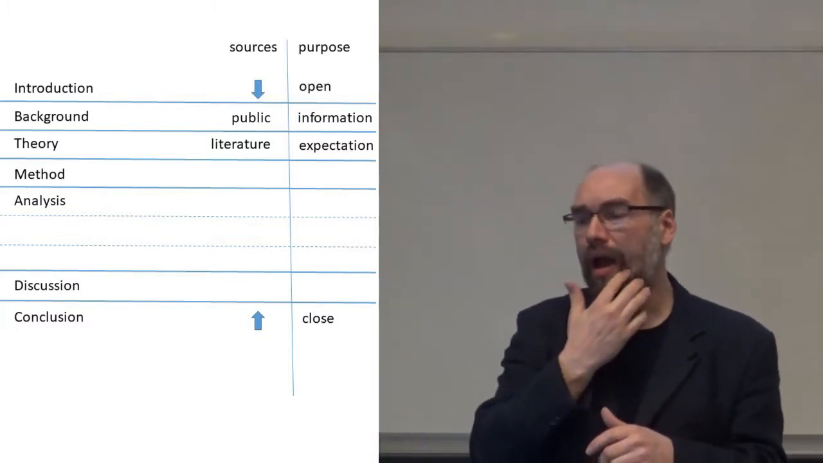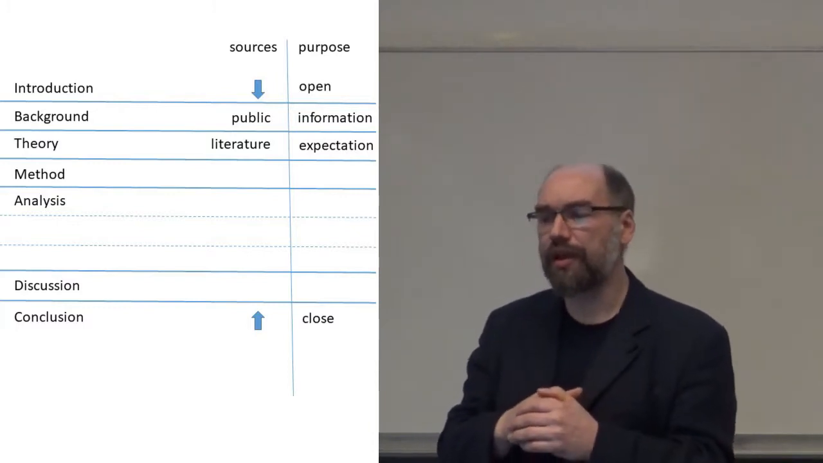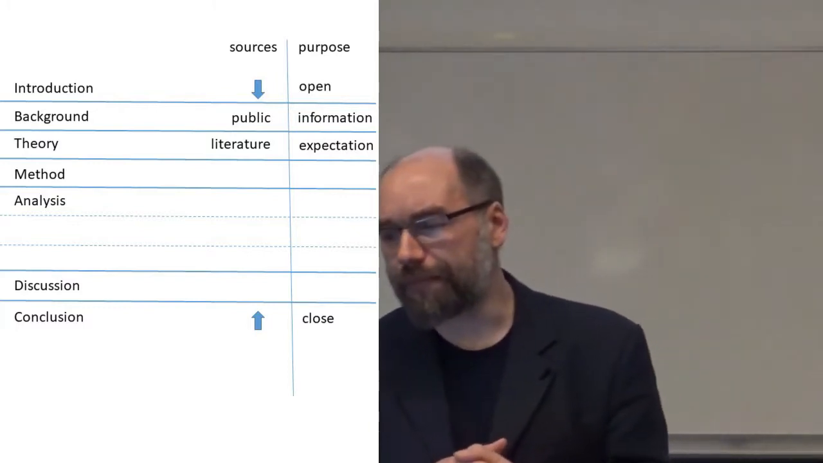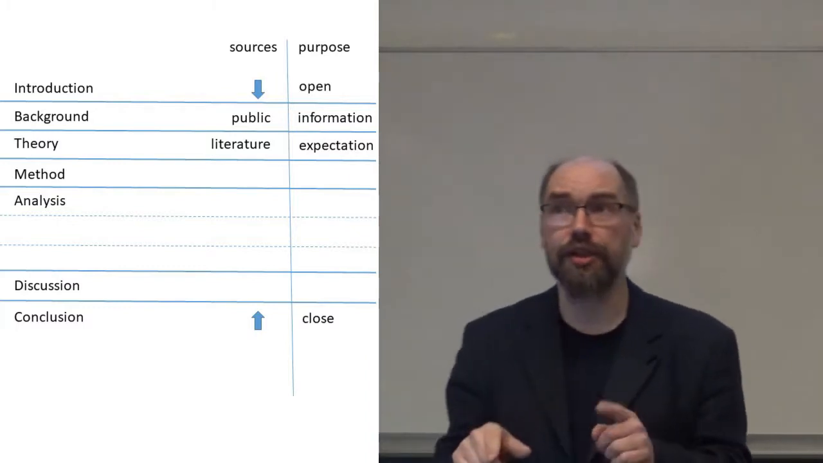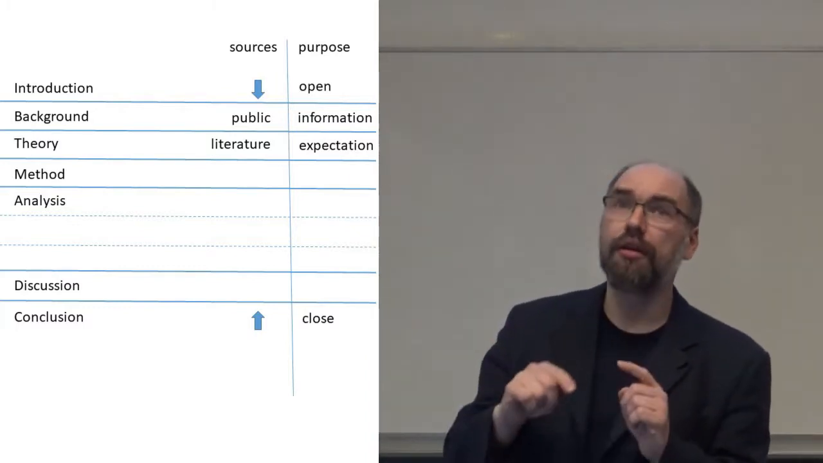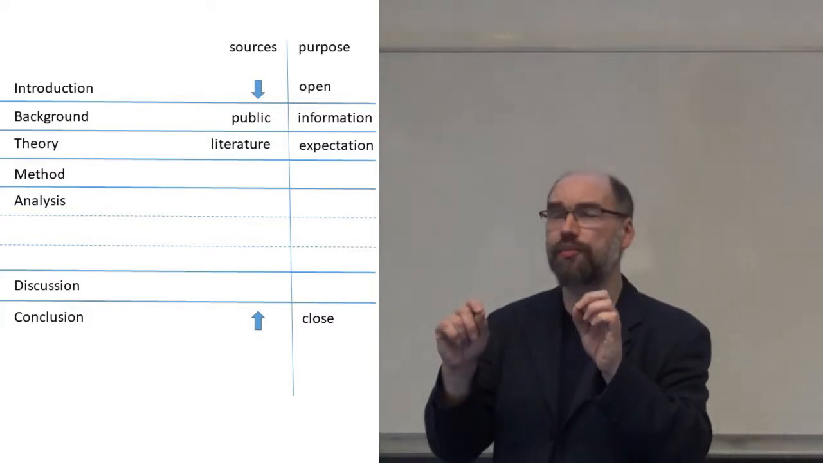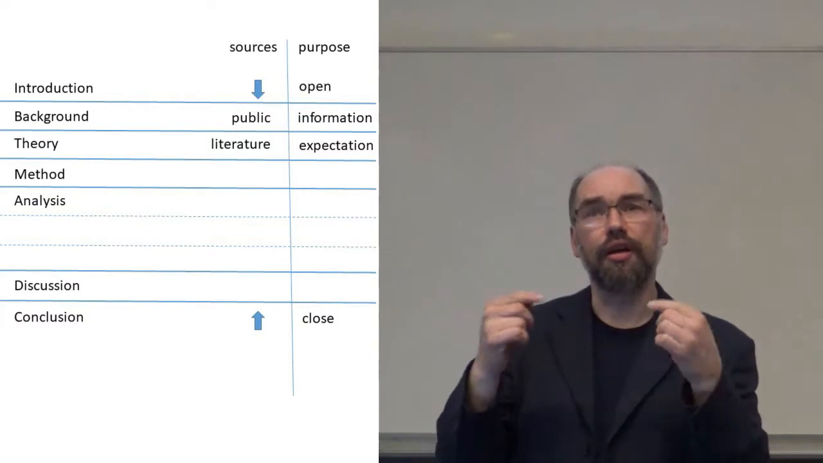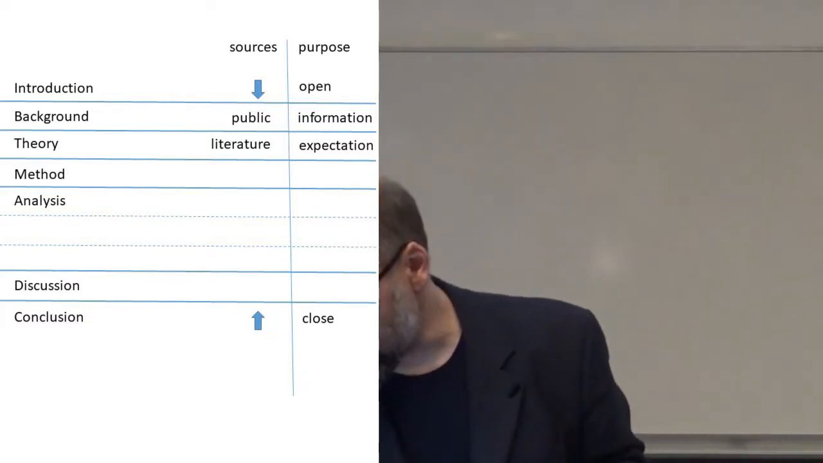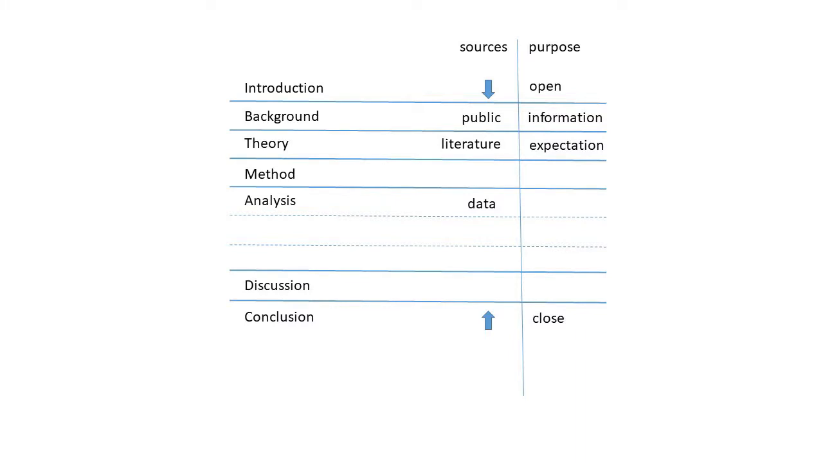Now, we'll skip the method for a second because it's easier to explain if we start with what the analysis is supposed to do. The method serves a very specific purpose, but it's easier to understand if we know what we're trying to do with the analysis. Of course, the analysis is going to be based on your data. You know you're writing the analysis part of your paper if you're drawing on your data. So this is all the information that you have collected in some orderly and methodical way to make sure that you have a basis for saying something about the object.